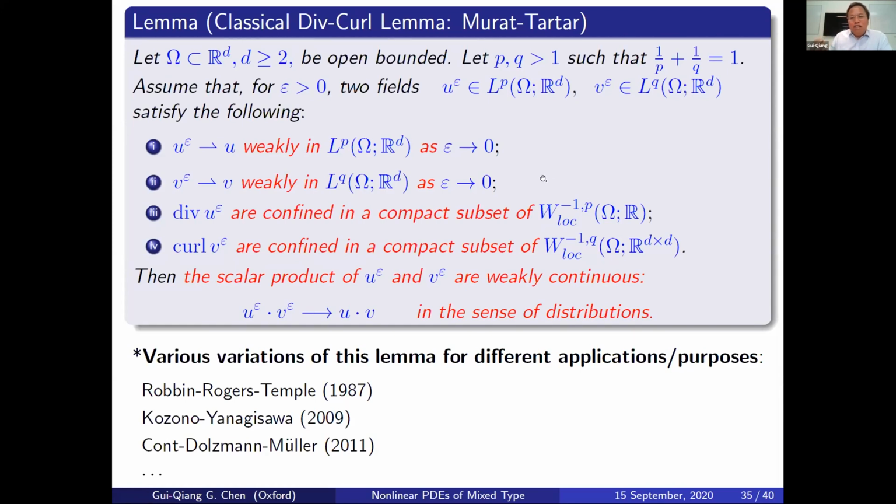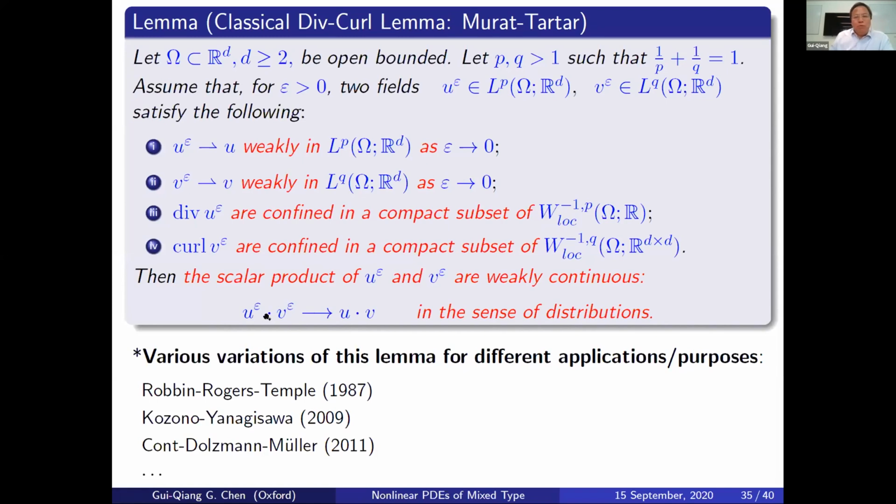Well, if we ask a little more, instead of boundedness we replace it by a compact subset. Okay, compact. Then we get a really beautiful statement: the inner product of the two vector fields is weakly continuous. Generically, we have the product of LP and LQ uniformly bounded in L1.